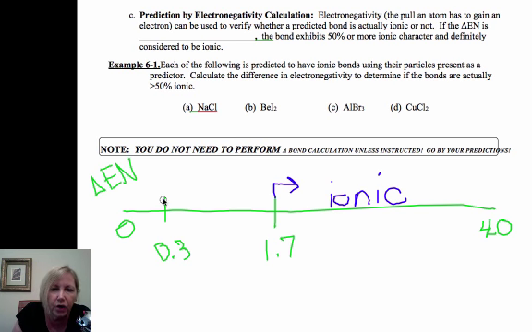Now, between those, it's more shared, but it's unequally shared. So we're going to call this polar covalent.